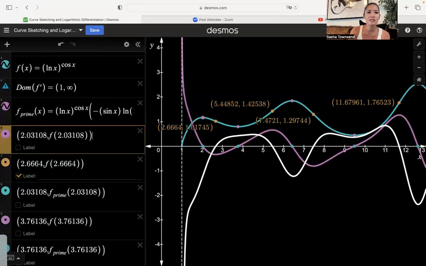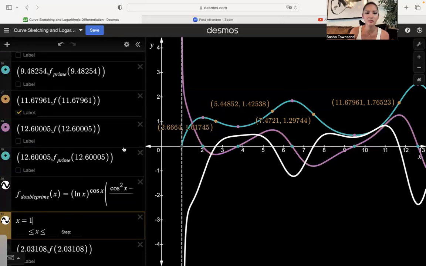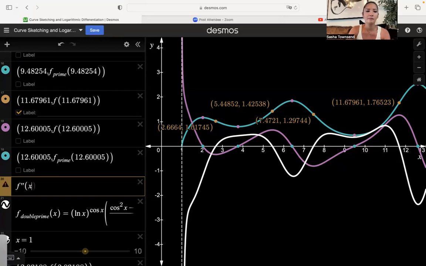Now, the same thing is true with that second derivative. Desmos can compute second derivatives for us. So I'm going to type f double prime of x. I'm going to hide the second derivative from Desmos. And then I'm going to graph over my curve. We see that they're the same curve. So we did our calculations correctly.